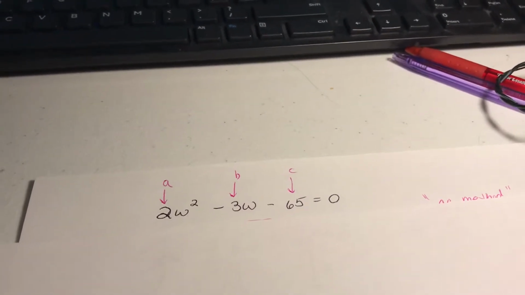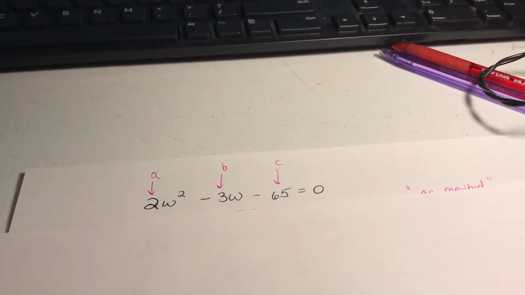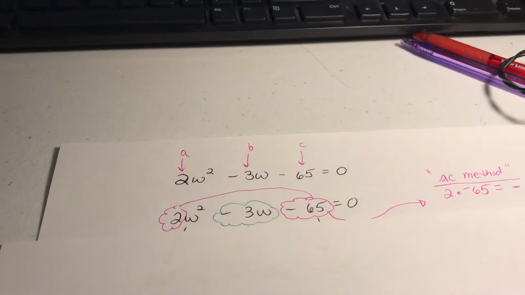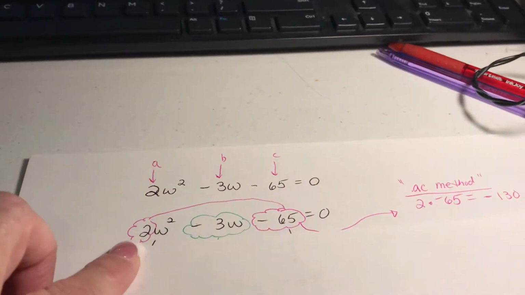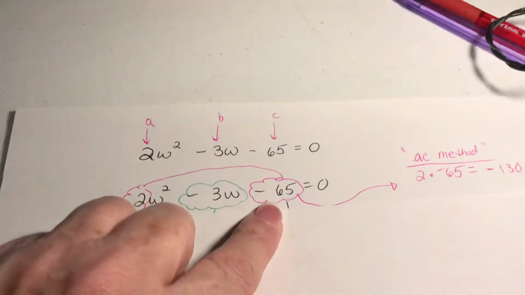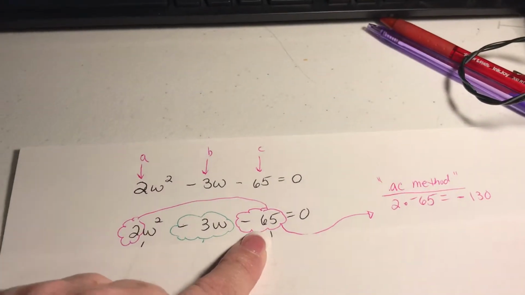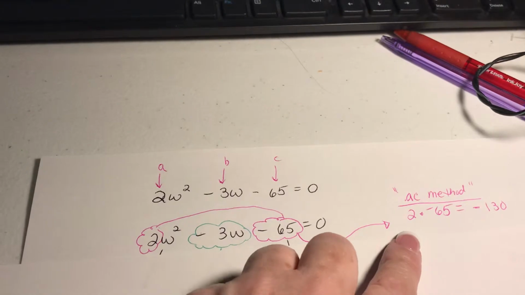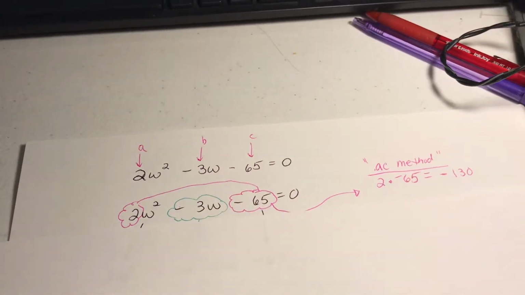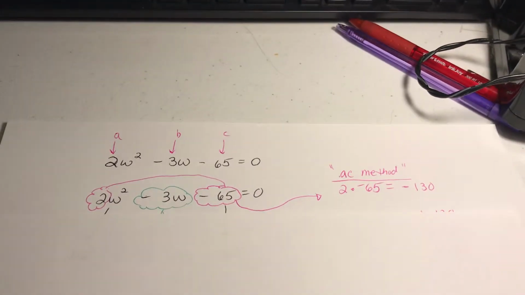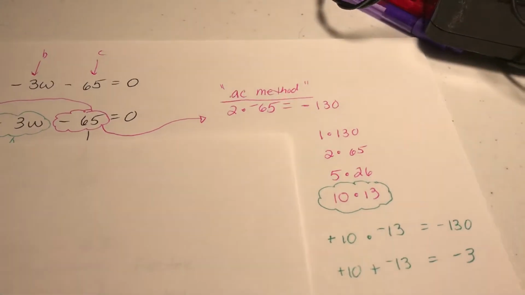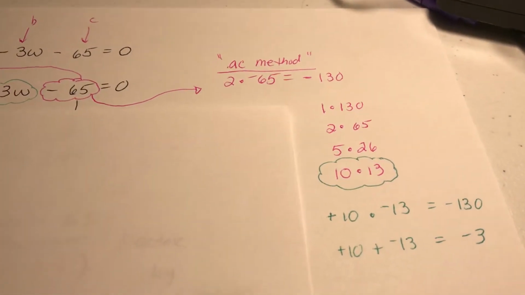There's a lot of ways you can do this, but I like something called the AC method. So I'm literally going to take, and I'm showing this in pink, whatever number A is, and I'm going to multiply it times the C, which is -64. So -65. So I take 2 times -65, which is a -130. Then I'm going to look at all the factors of 130.